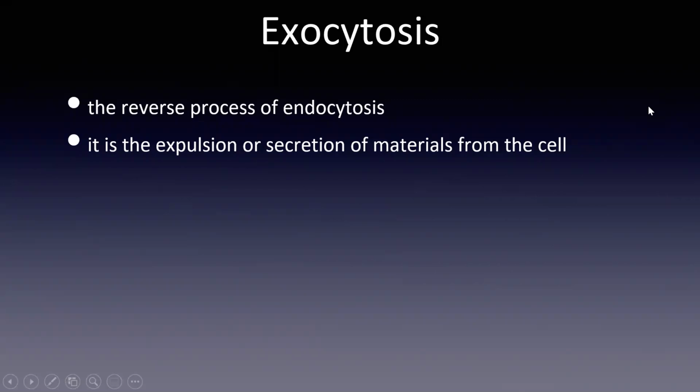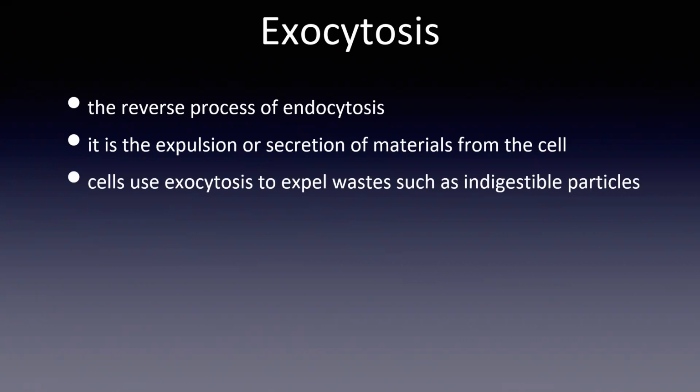Okay, so what might a cell need to get rid of? Amber? Isa? Marissa? Yeah, wastes. Kind of like you, after eating a bunch, at some point afterwards, whether it's half an hour or a couple hours, you need to get rid of that food. So cells will also get rid of waste particles by doing exocytosis. Anything they don't digest will be expelled as well through exocytosis.